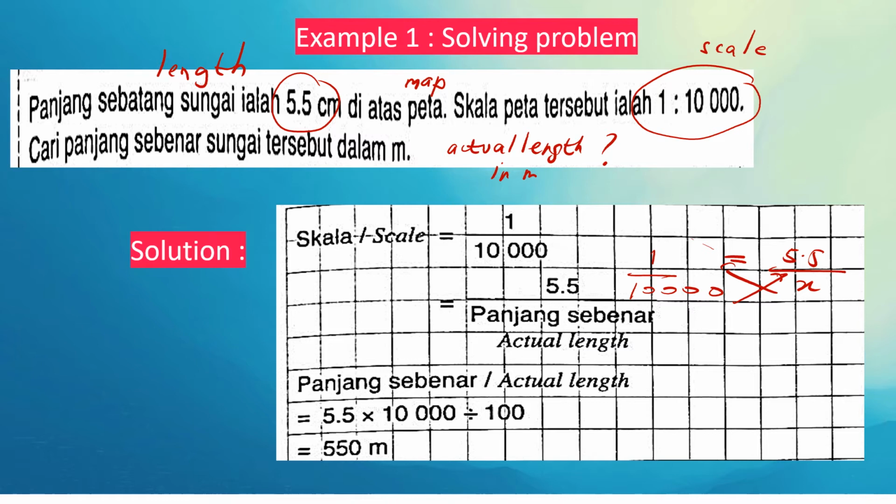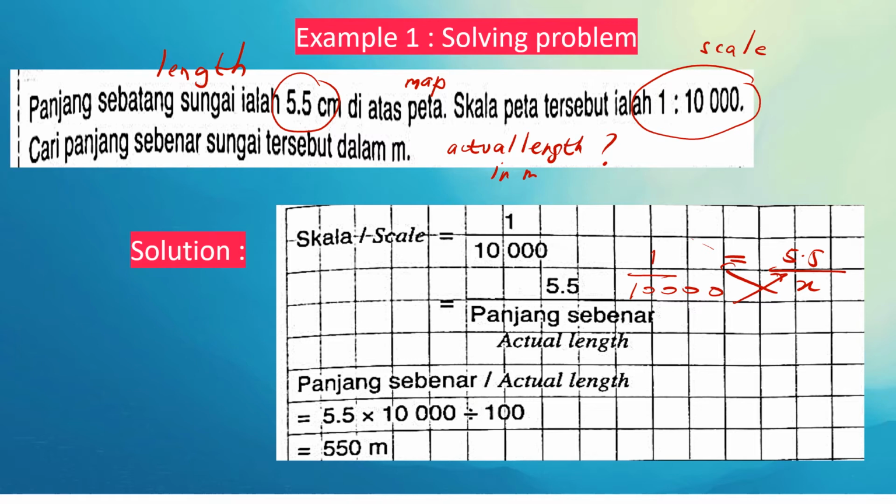So the solution here. Given the scale 1:10,000, it is proportional to the length on the map over the actual length. Alright, let me write for you.